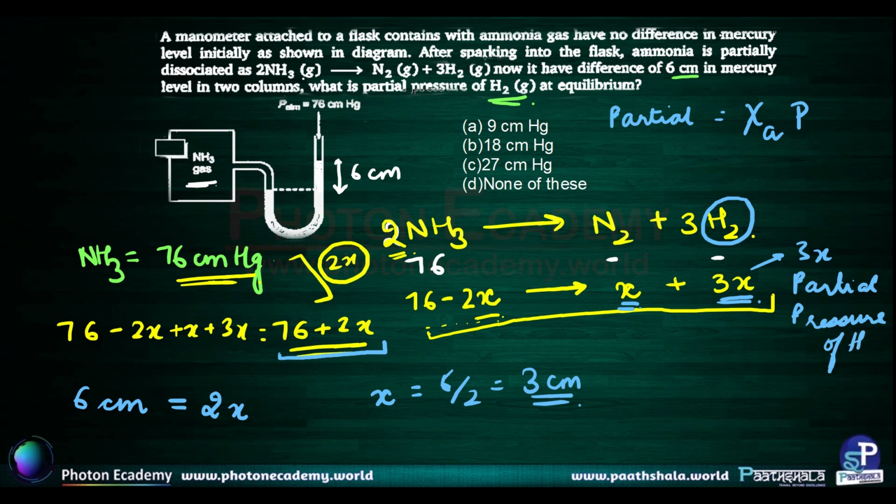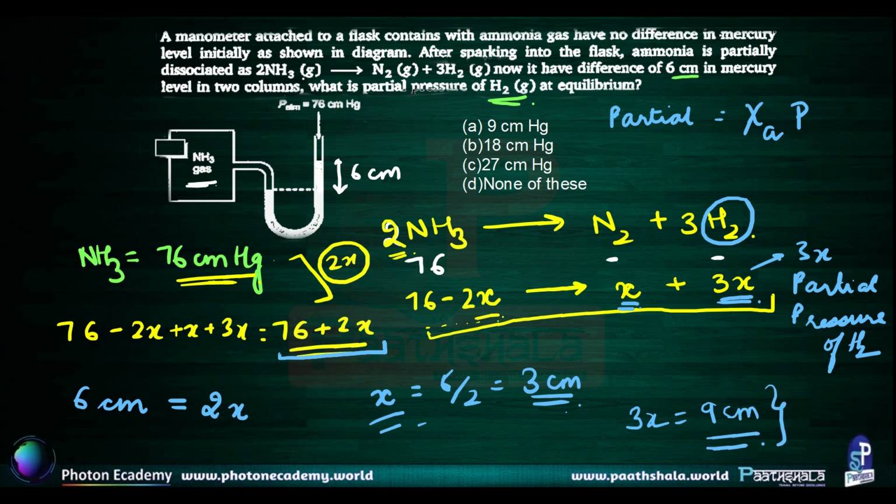of hydrogen. So x came out to be 3 centimeters. So 3x would be equal to 9 centimeters. So this is the partial pressure of hydrogen. Do not get confused by the unit centimeter. It is in centimeters of mercury. Generally, the pressure is in pascals or atm, but it is also calculated in centimeters of mercury. So in this particular question, we have calculated it in terms of mercury units. So the answer comes out to be 9 centimeters of mercury, the A option.